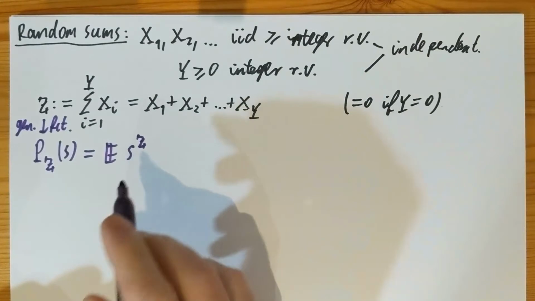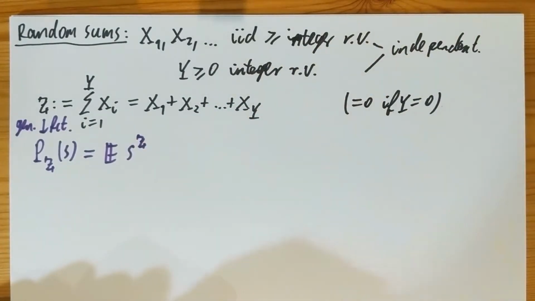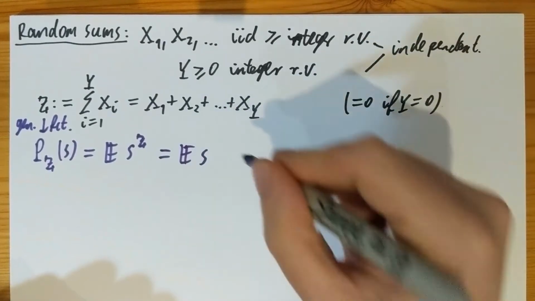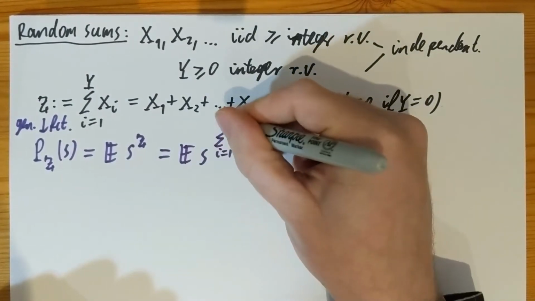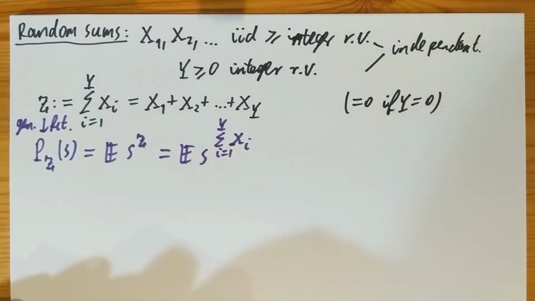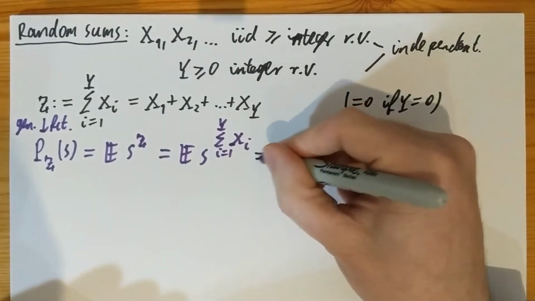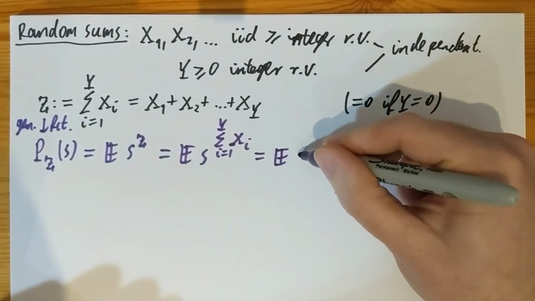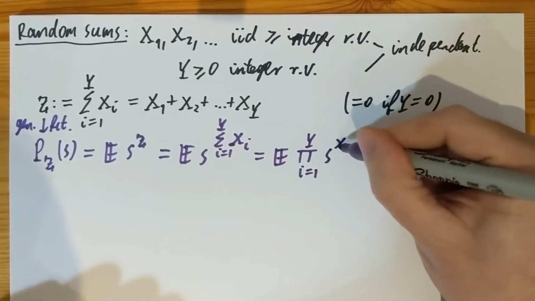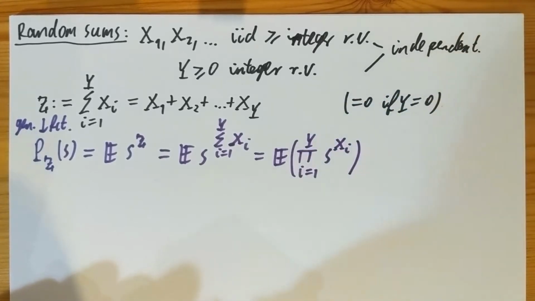Expectation of s to the Z. If I don't put any parentheses, that means the expectation of s to the Z, where s is supposed to be a number between, say, 0 and 1. And so the definition is that this is the expectation of s to the sum from 1 to Y of the Xi's, because that's what Z was. Now here is a thing first. It is actually the same as the product of the s to the Xi's from 1 to Y.